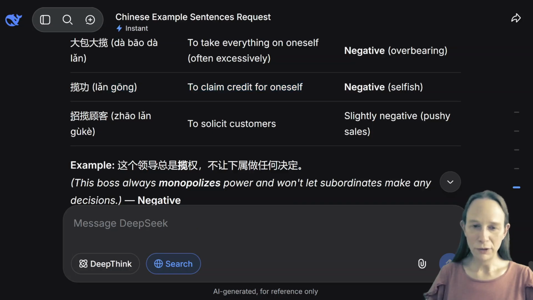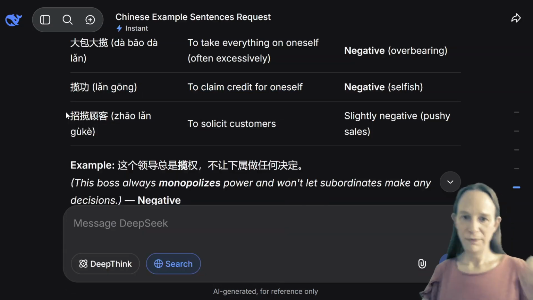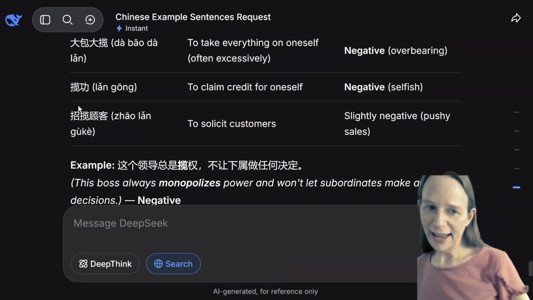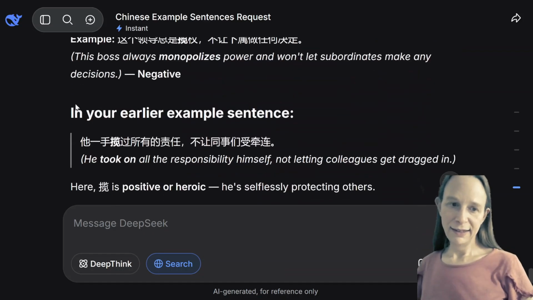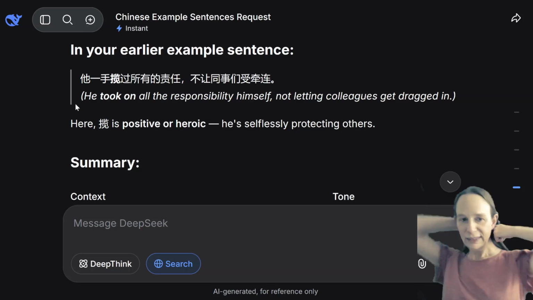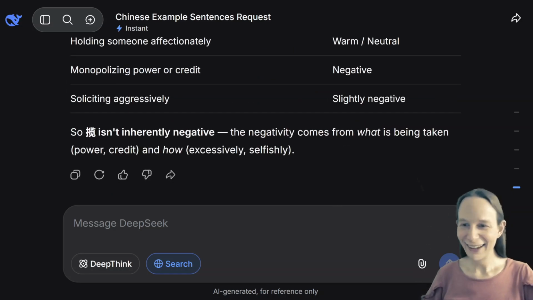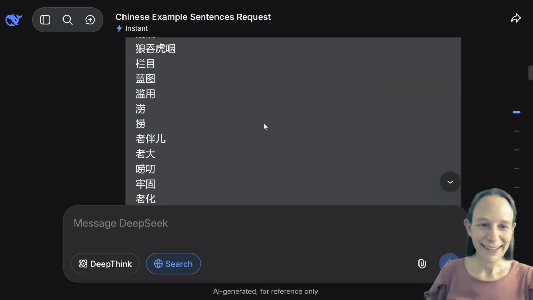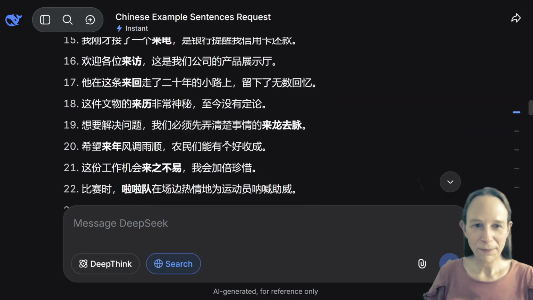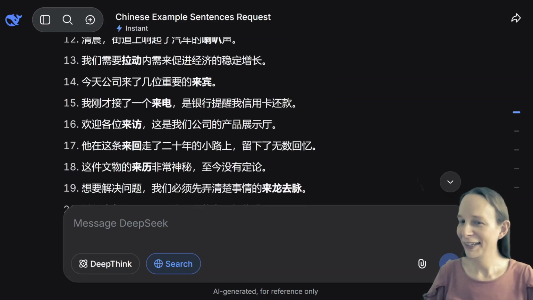Then credit. 招揽顾客, slightly negative, pushy sales, all right. Here is positive or heroic. This is the, I got it. You chillax. Go chillax in the corner. All right. Because that's where you chillax.